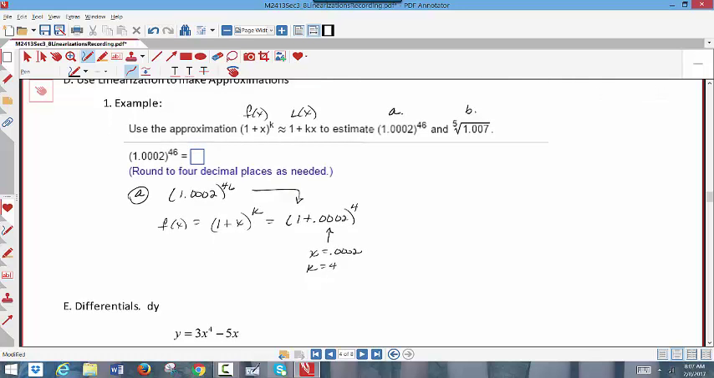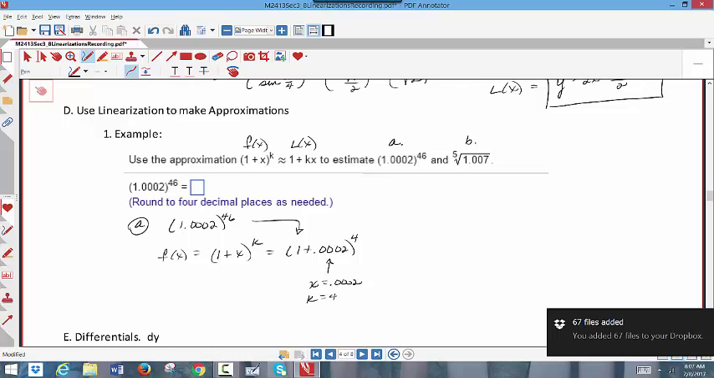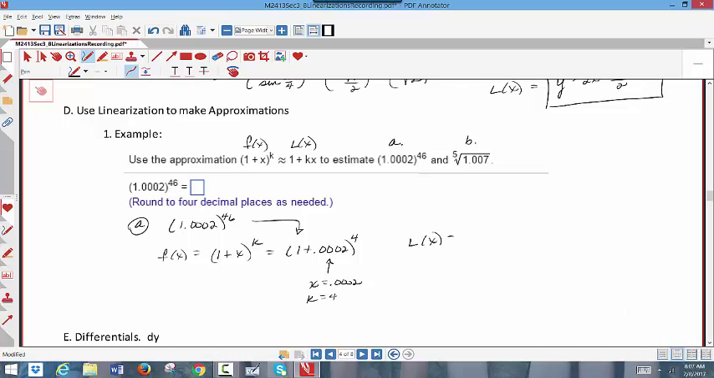So now I'm going to go to my linearization function. I don't have a lot of room here. I'm going to go to my linearization function, which they said is 1 plus kx. And I'm going to make this 1 plus 4 times x. Okay, so this is going to be 1 plus 0.008. So I get 1.0008. And that's what I'm saying should be approximately 1.0002 to the 46th power.